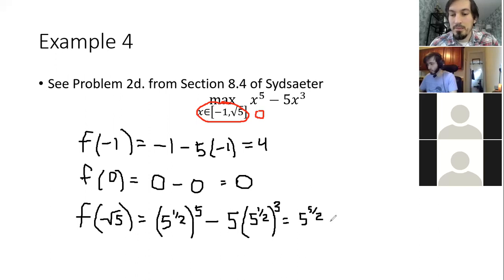How about the second term? Well, we have 5 times 5 to the 3/2, because this becomes 5. Well, this is like 5 to the 1 times 5 to the 3/2. I'll write that out here. 5 to the 1st power times 5 to the 3/2 power.